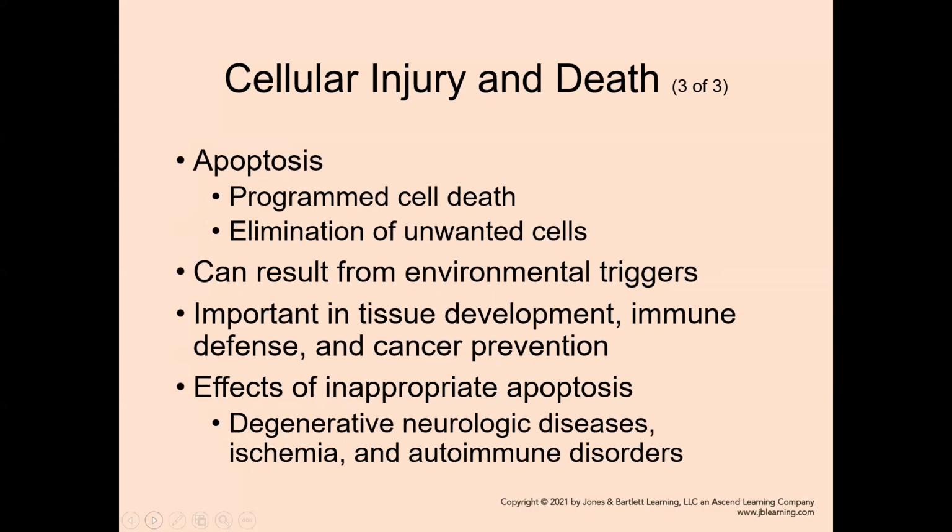There are some times that this happens inappropriately, and you can think of the degenerative neurological diseases like Parkinson's or dementia. The other thing you might think of is ischemia of the heart or the brain, and autoimmune disorders where there's a programmed death and those cells are not wanted anymore by the body.